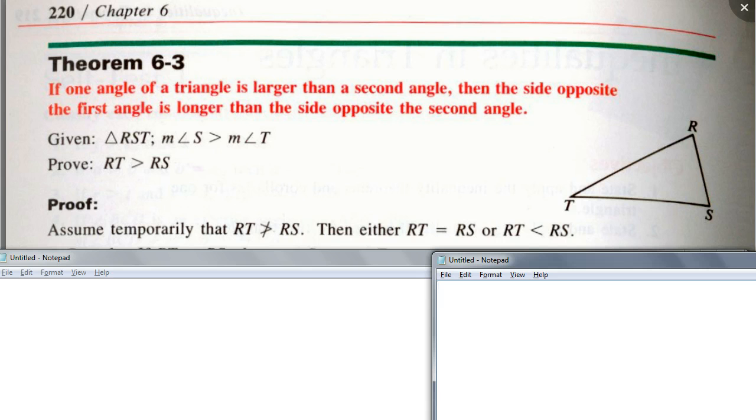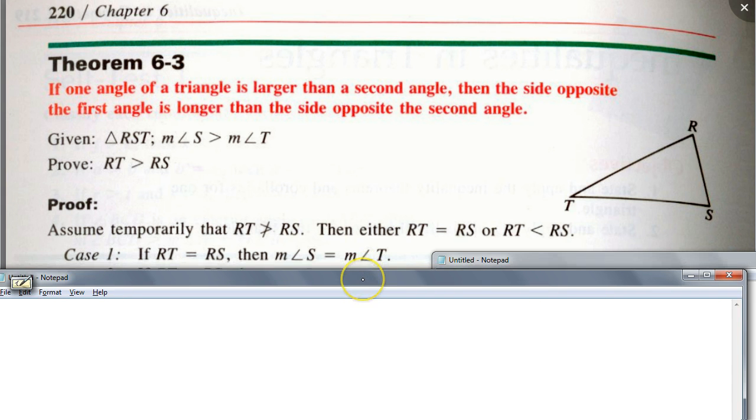Why? Because if RT is equal to RS, what happens? Exactly. If RT is equal to RS, what kind of triangle do you get? Isosceles. So guess what? Angle T is congruent to angle S. Well, that's a contradiction to the given fact that the measure of angle S is greater than the measure of angle T. Is that okay? So that's easy. All right, so case 1, there's your contradiction. All right, what about case 2?